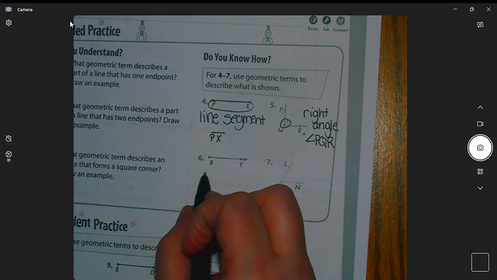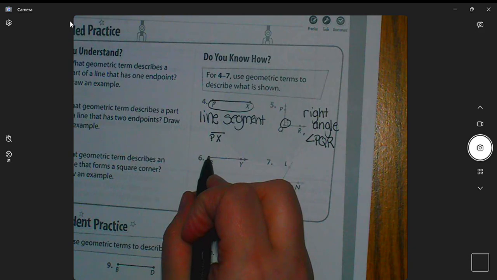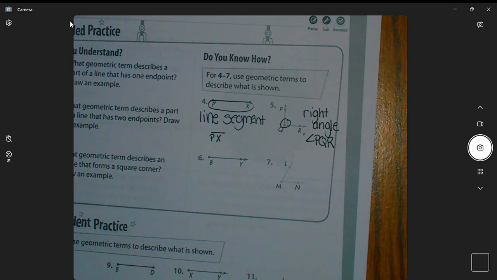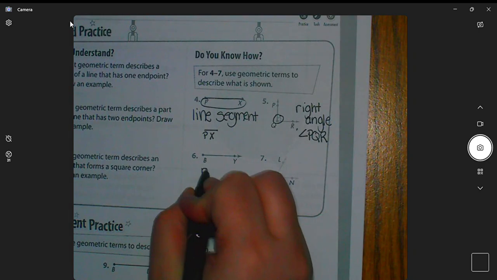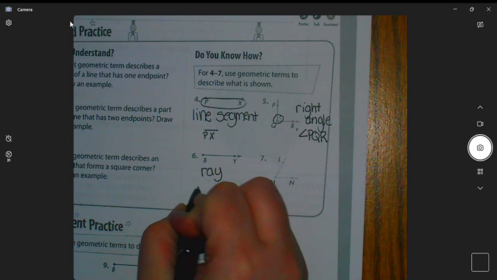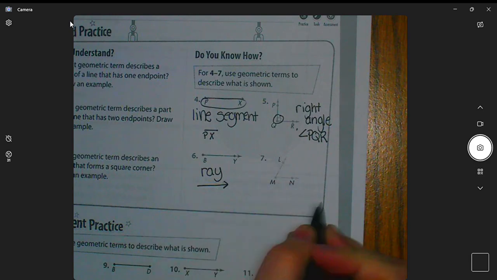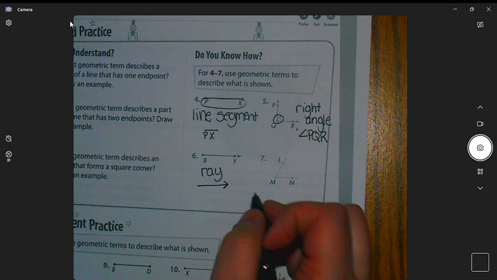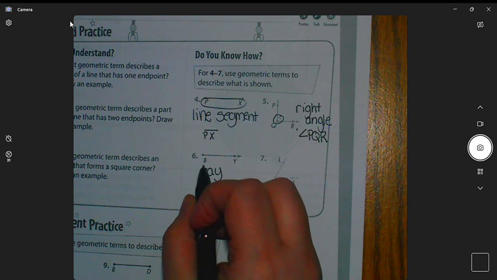This item has a fixed endpoint and goes on forever in one direction. What do you think it would be? Yes, it is a ray. You're right. And I notate it by drawing just an arrow. Maybe not that big, but I drew mine just a hair bit too big. And I'm going to name it by what I see. So ray BY.